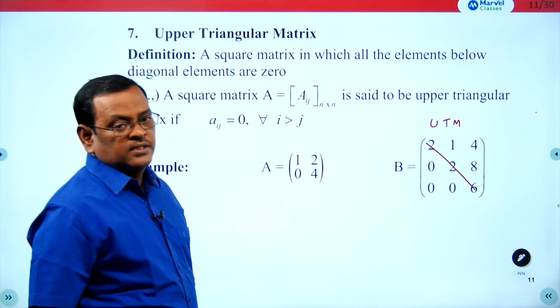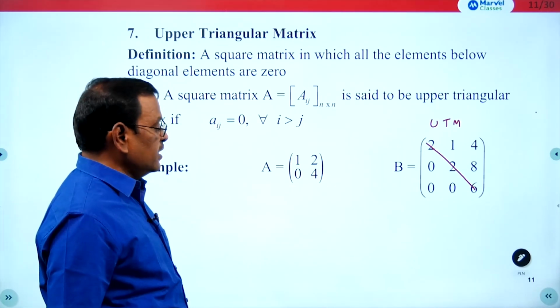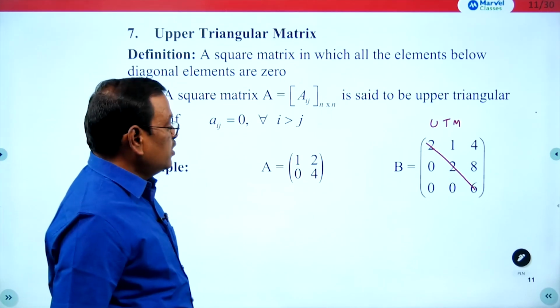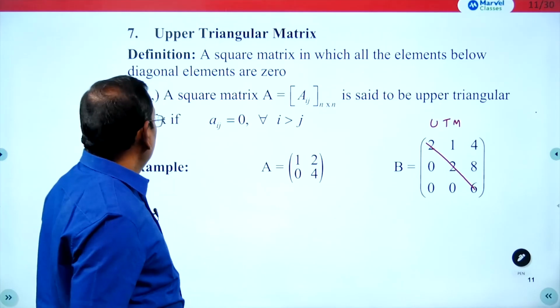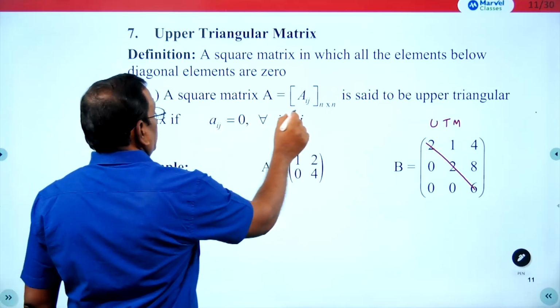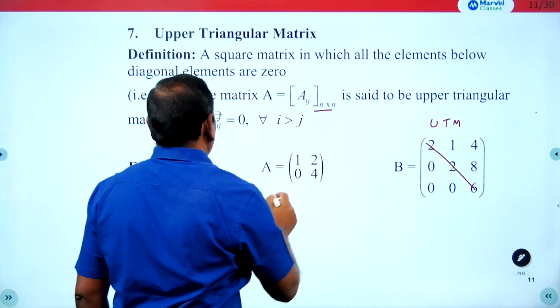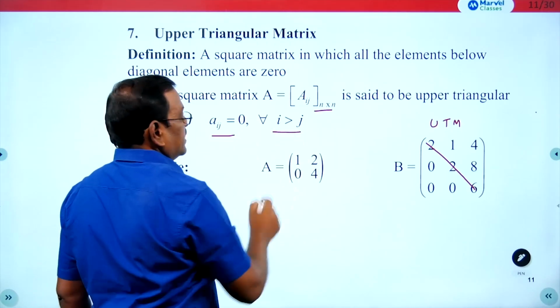A square matrix is said to be an upper triangular matrix if all elements below the diagonal elements are 0. You can write it like this: a square matrix A equal to [Aij] is said to be upper triangular if Aij equal to 0 for i greater than j.